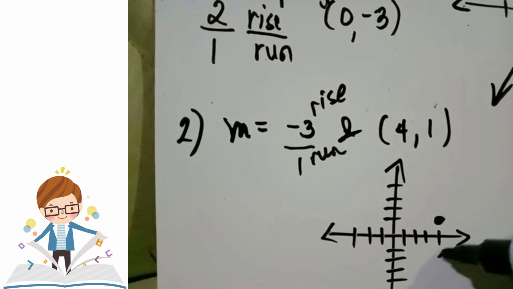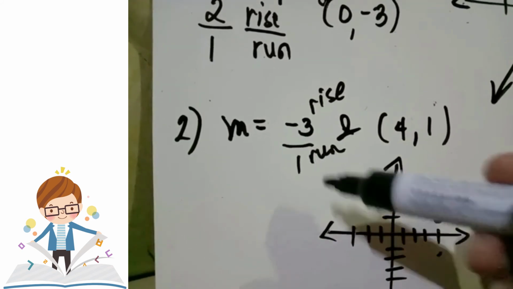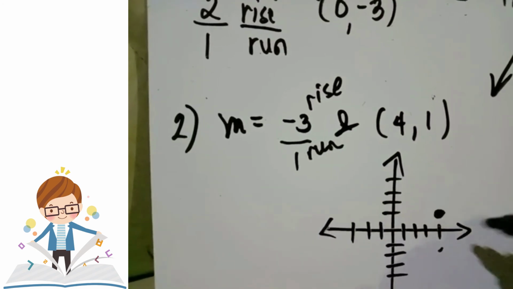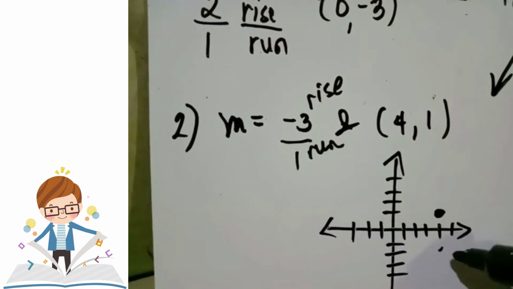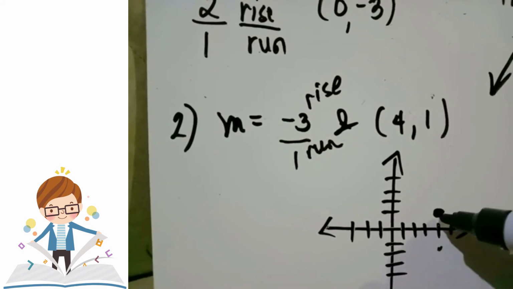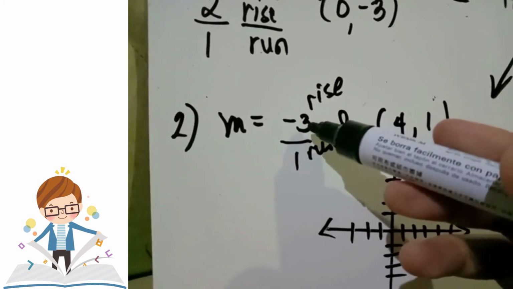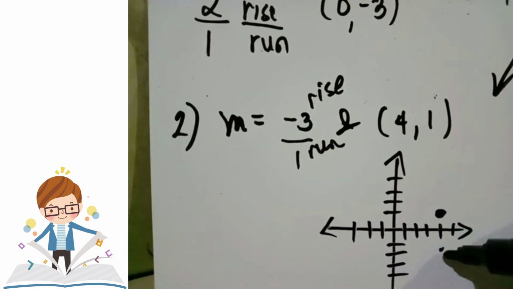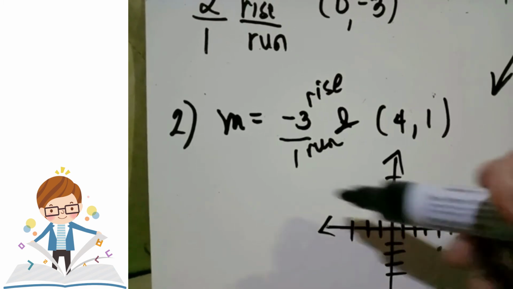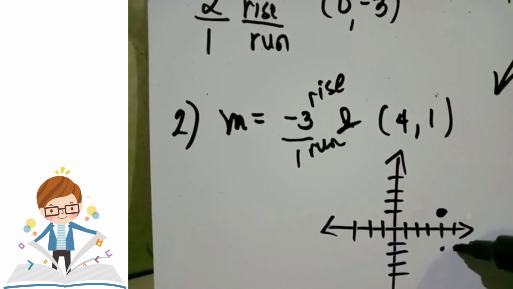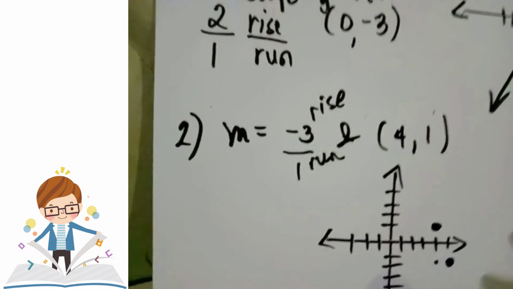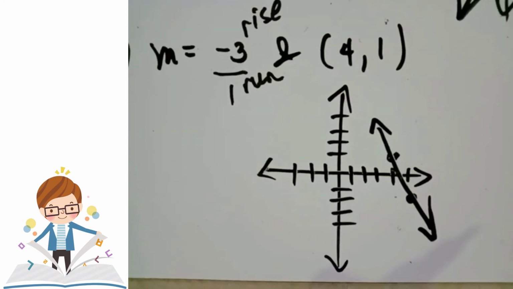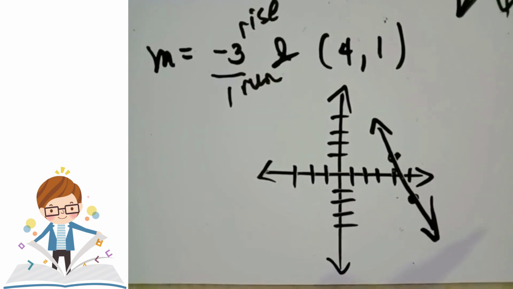So from this point, you're going to move 1 time to the right or to the left. So it must be to the right because it's positive. So from this point, again, from the rise, which is negative, you're going to move down from your point. 1, 2, 3. So from this, going to the right 1 time. This will be our second point. Then let's connect the 2 points. There you have it. So that will be our graph.